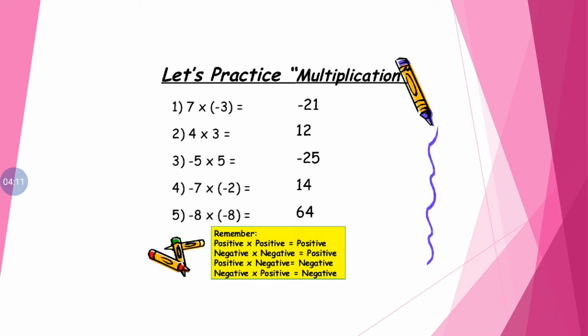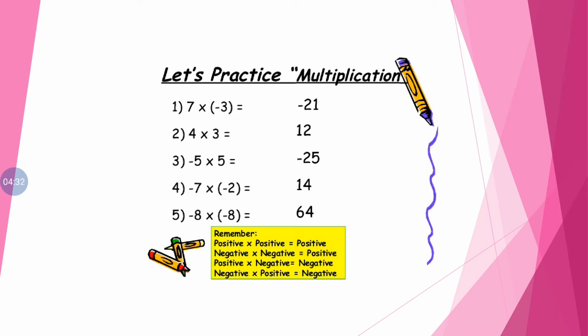Minus 5 into plus 5. The product of different signs, we get a negative value. Minus into plus equal to minus. 5 fives are 25. So we get the value minus 25. Then the product of the same sign is positive.